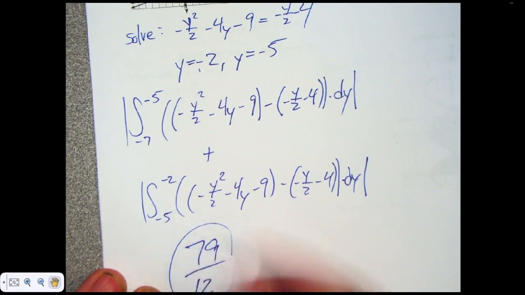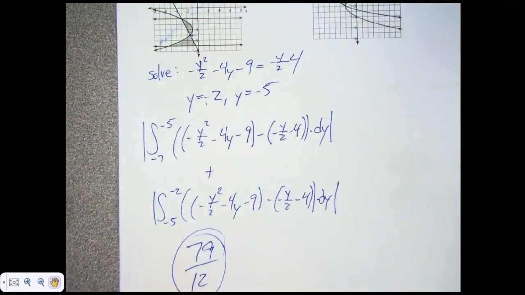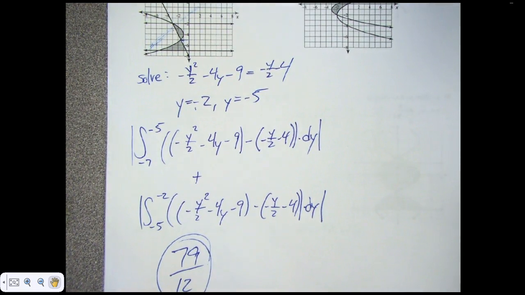It's telling me 79/12 on the back here. See if that's what you get. So we got a decimal. That's like 6.5-ish, 5.8.